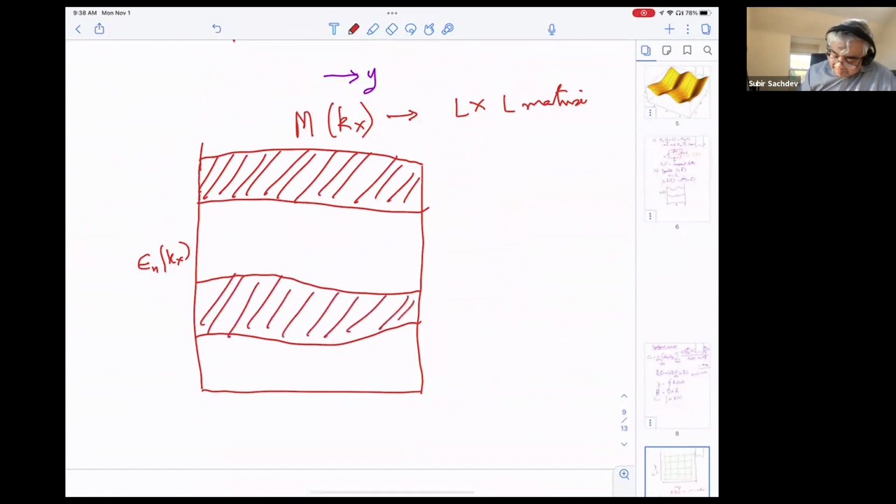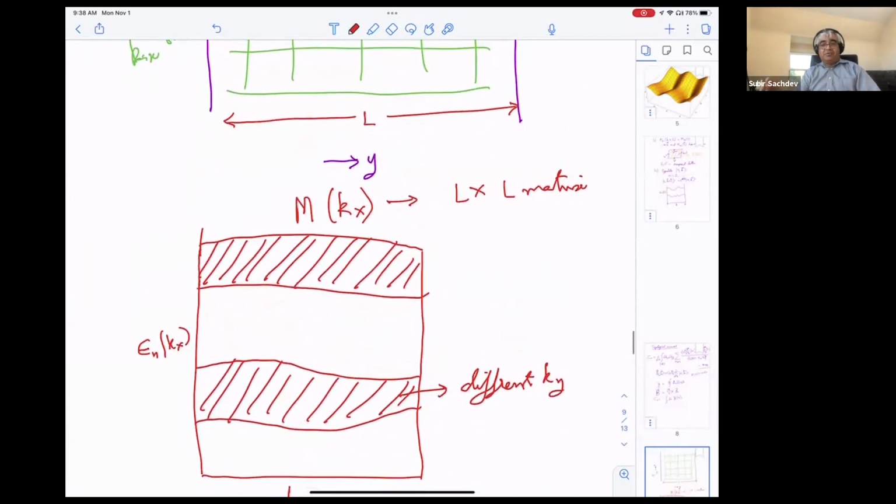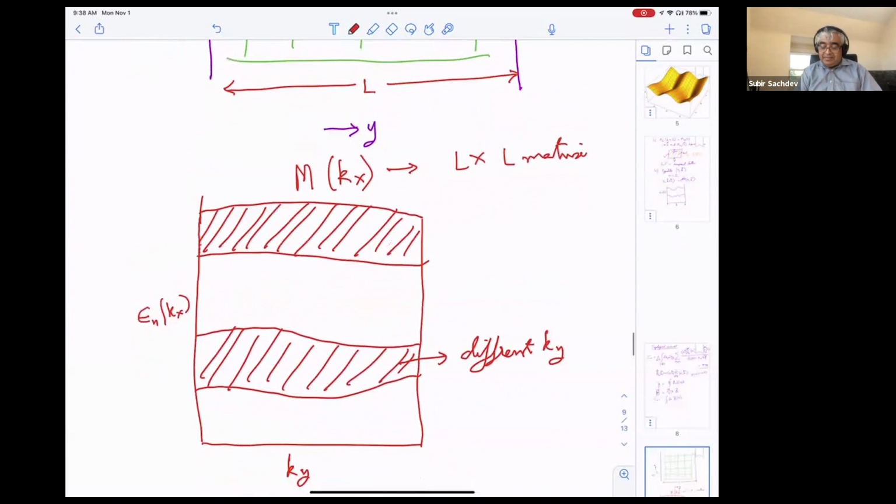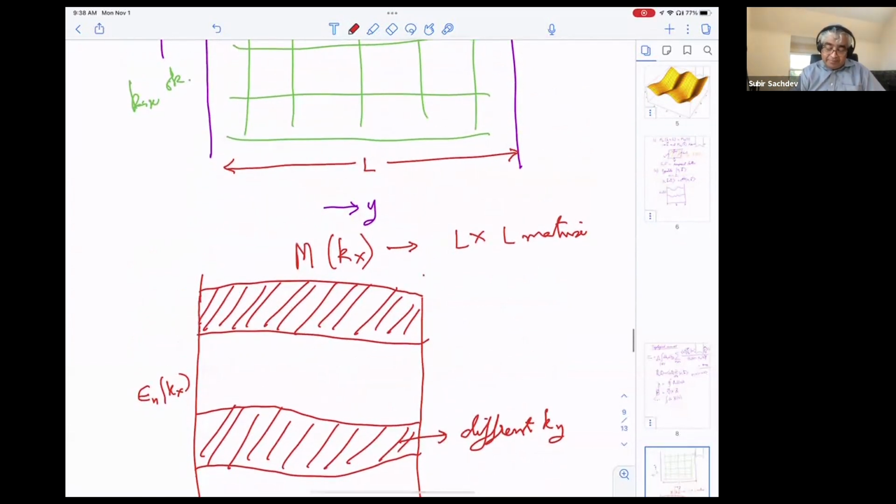as a function of Kx, and these correspond to different Ky. I mean, Ky is not a good quantum number, but it's almost a good quantum number. And so the eigenvalues may shift a little bit, but they'll be very dense as L becomes very large. So this is what I would naively expect.